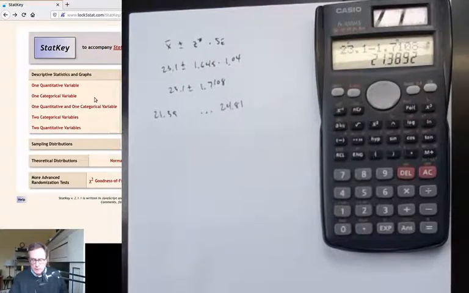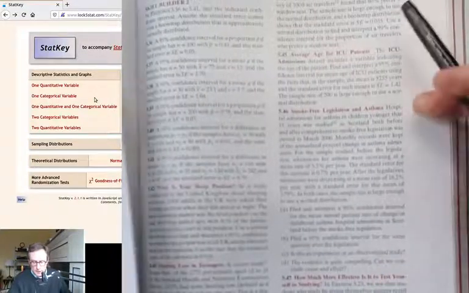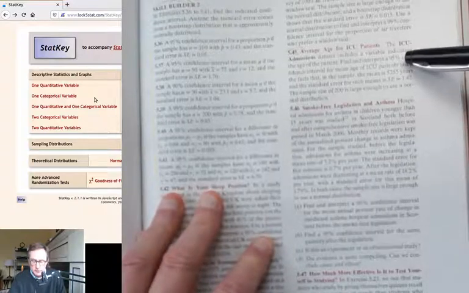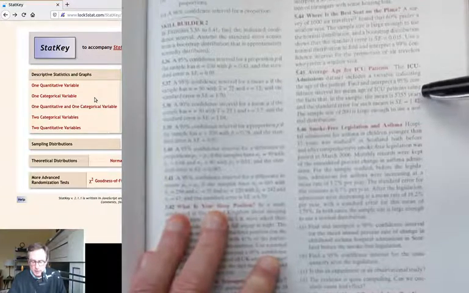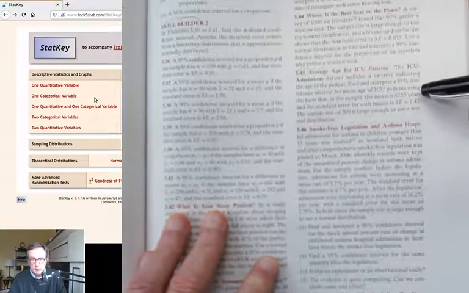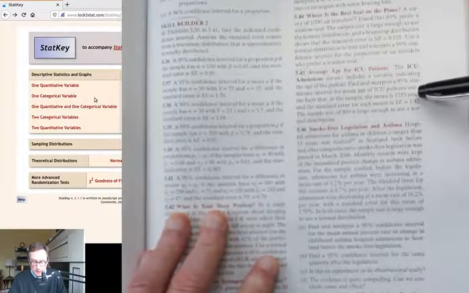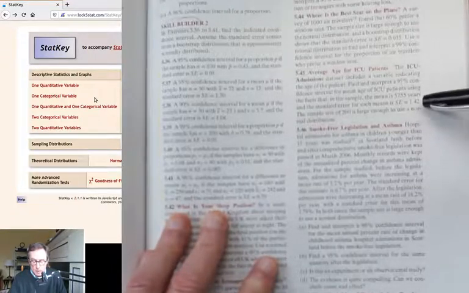All right, let's try the last of the two questions, question 45. It says average age for ICU patients. The ICU admissions data set includes a variable indicating the age of the patient. Find and interpret a 95% confidence interval for the mean age of ICU patients. So the mu here is if you tested every ICU patient ever in the history of the world, and they get in their sample an X bar of 57.55 and a standard error of 1.42.